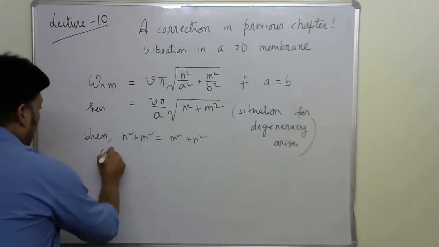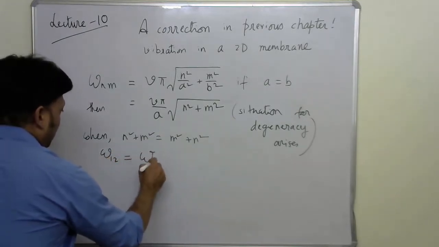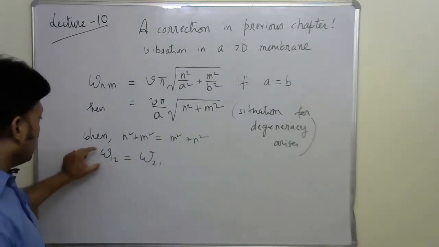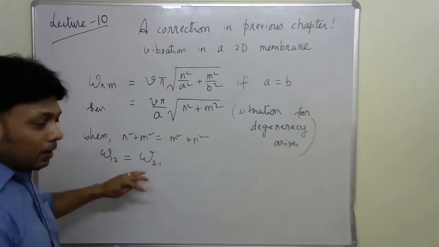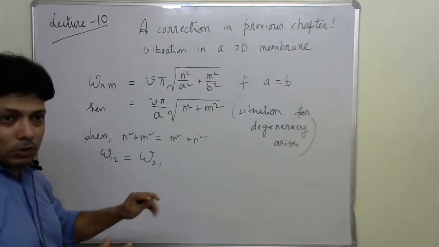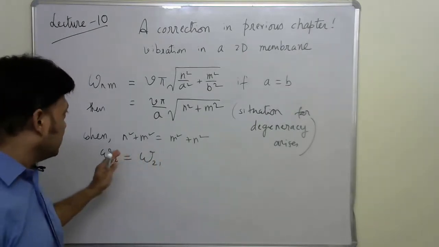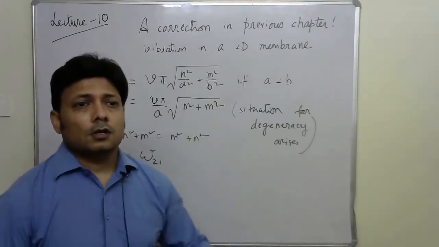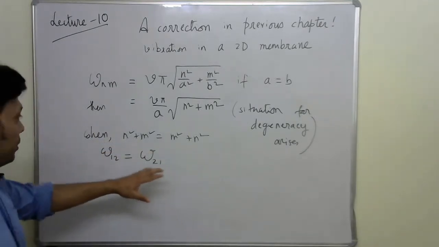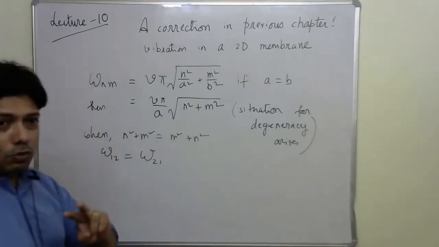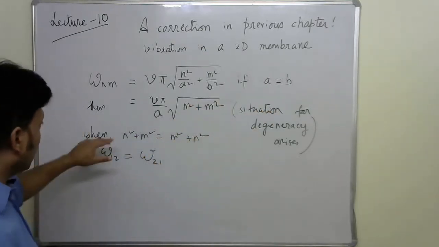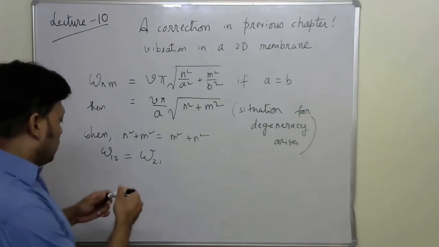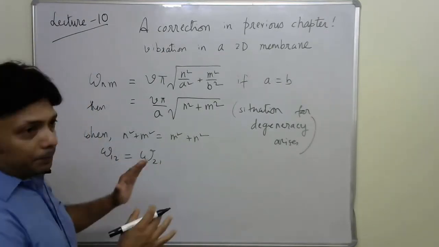That means if n is equal to 1 and m is equal to 2, and we interchange them, then omega 1 2 and omega 2 1 are basically the same frequency-wise, but their modes are different. This is the way degeneracy appears. It fulfills two conditions: one is A equals B, and the second is n square plus m square is equal to m square plus n square.